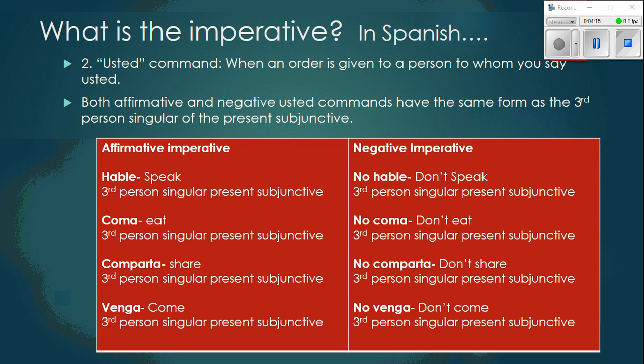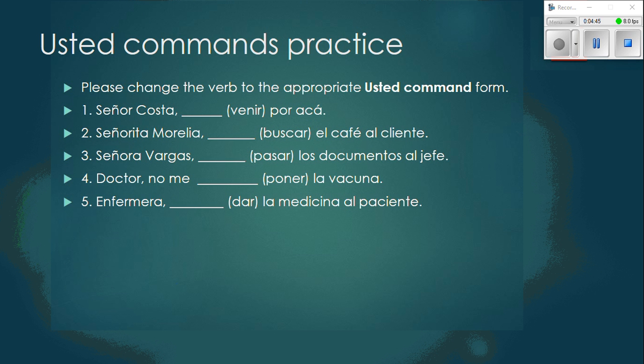What is imperative? And then we have the usted command. So you use usted when an order is given to a person to whom you use usted. In both affirmative and negative, usted commands have the same form as the third person singular of the present subjunctive. Hable, coma, comparta y venga. No hable, no coma, no comparta, no venga. Please practice usted commands. Stop the video and finish it before continuing.